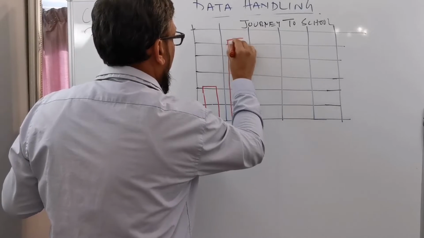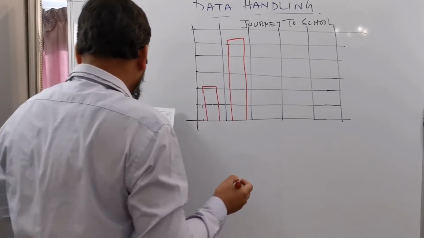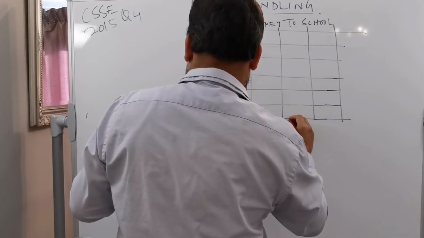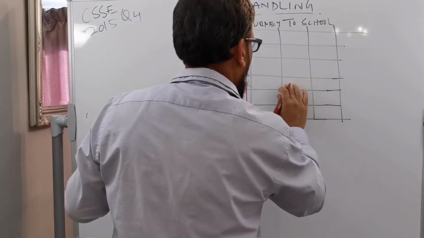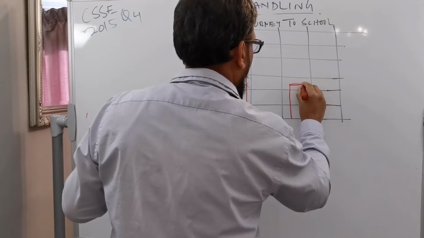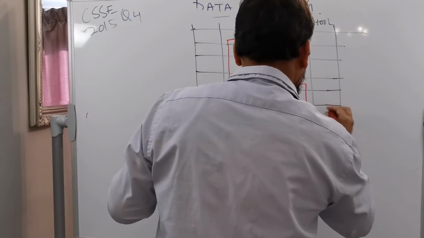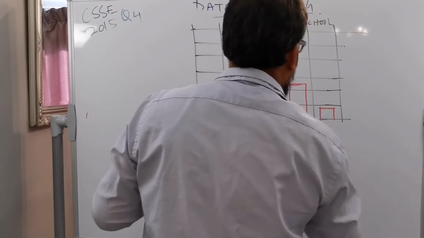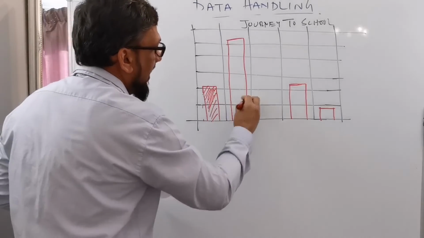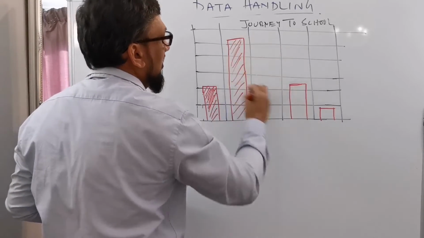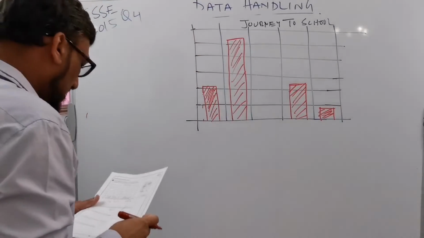This one is missing, and the last one is this one. Okay, so basically this is the bar chart. They give you the grid, and with the help of this grid basically you need to give an answer. And this is a bar chart, and they also give further information for this one.